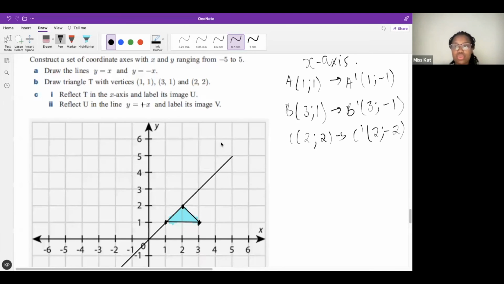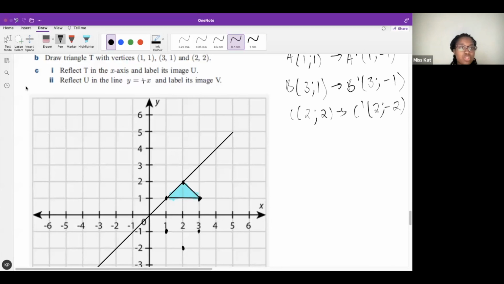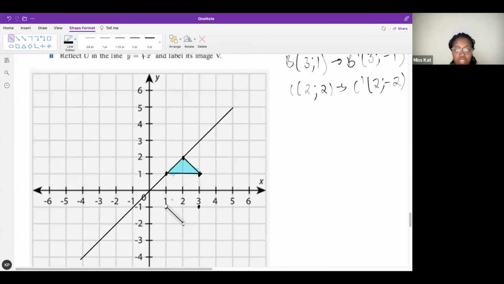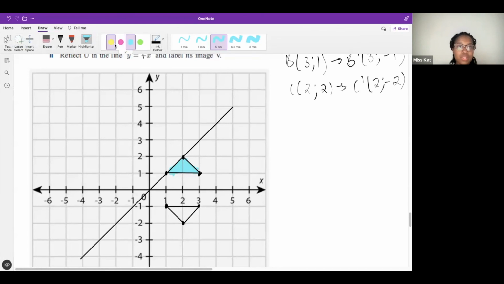Now let's go and create our new triangle. So the first one is 1 and -1, so it's over there. Then it's 3 and -1, so it's over there. And then it's 2 and -2, so it's over there. So that is our first reflection. Very small triangle. I don't know what the vision and mission was here. There we go. So the original one is the blue, okay? And then our new one, let's highlight it yellow.